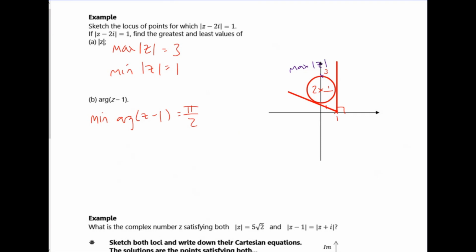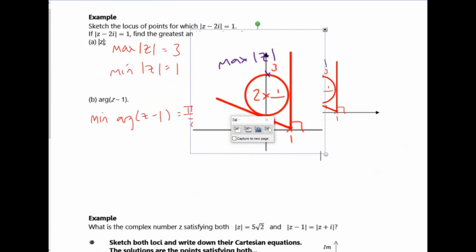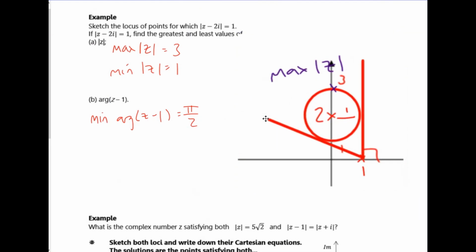The question is now, how do we work out the maximum value of argument z, which will take more work. So I'm going to make my diagram a little bit bigger so that we can see what's happening. And here we go. So we've got a bigger diagram here. What I want to do is work out this angle in here, and if I can work that out, I can add that on to pi over 2 to get my entire obtuse angle in there.